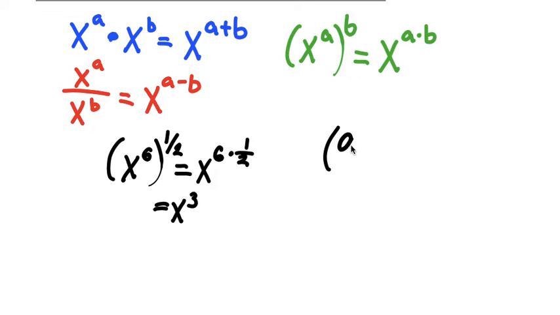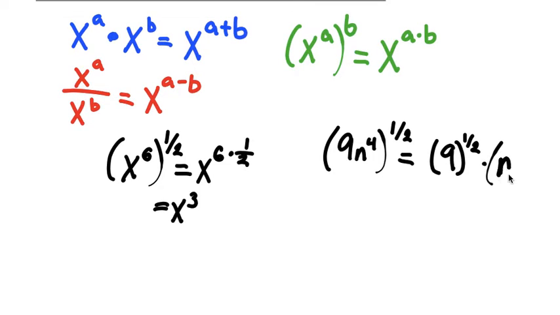Next we have 9n to the 4th raised to the power of 1 over 2. Whenever we have two terms inside an exponent, the exponent applies to both. This will become 9 to the power of half times n to the power of 4 to the power of half.